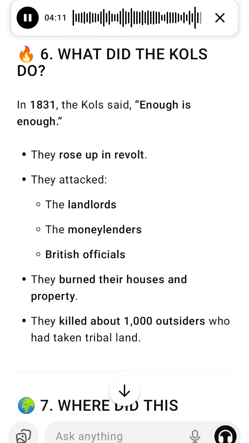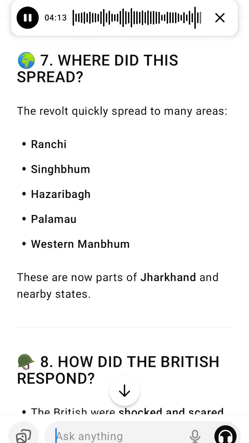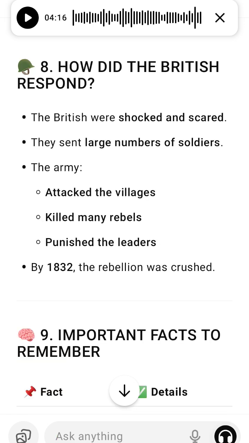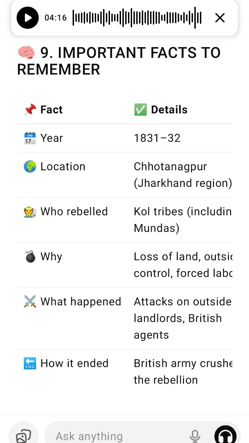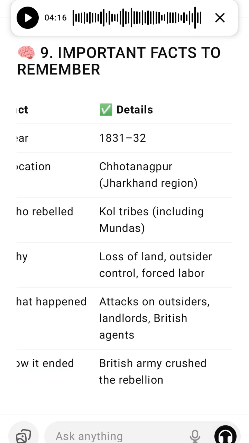What changed? Before the rebellion, the British East India Company took control of the region. 1. New land laws introduced. The British made land a private property. Tribal land was taken away from Kols and Mundas. Outsiders, non-tribals, were given ownership of tribal land.